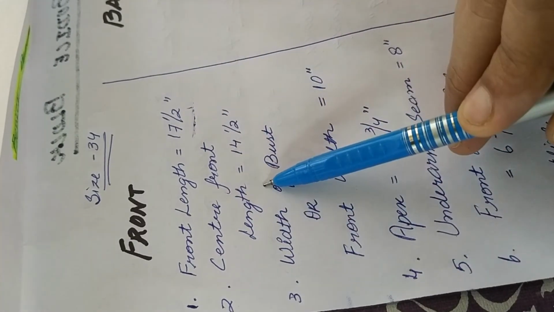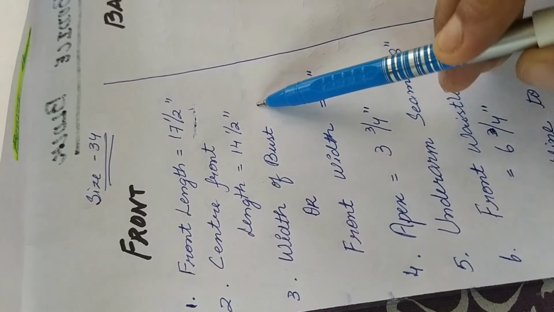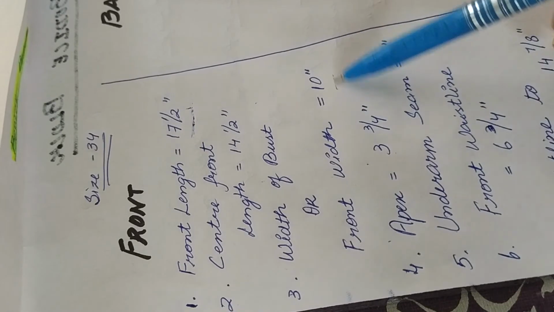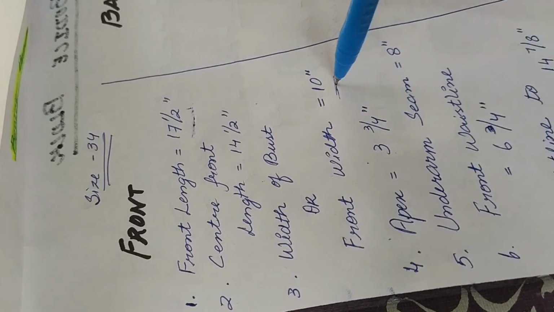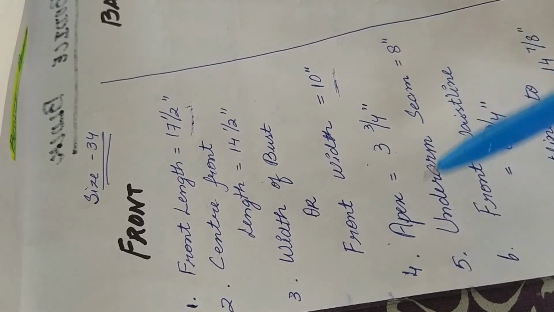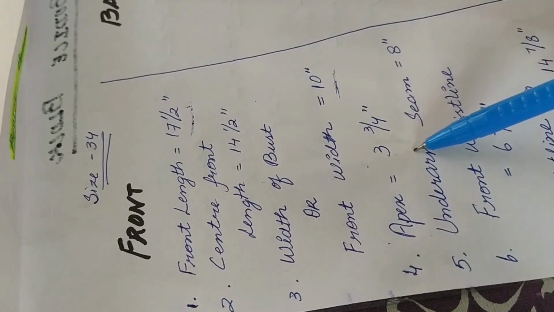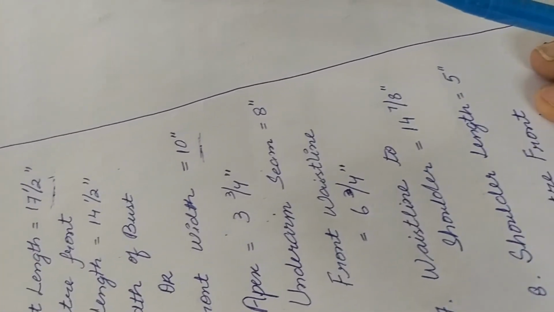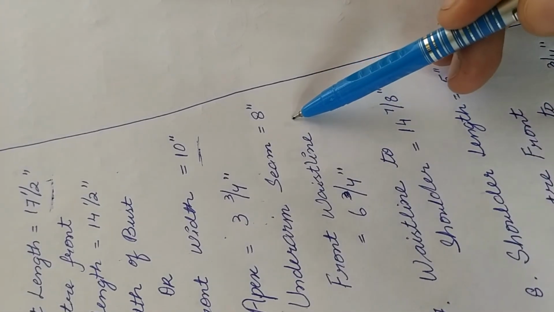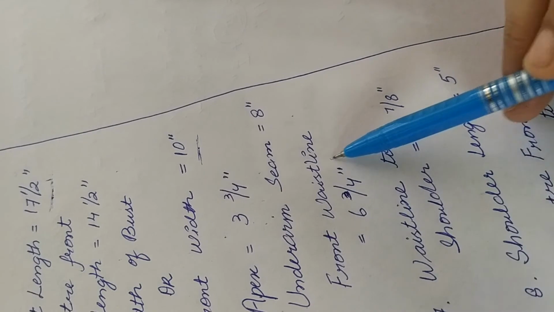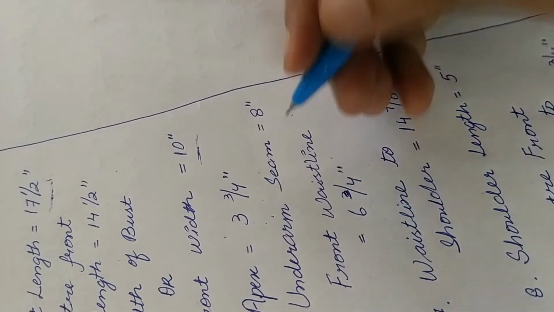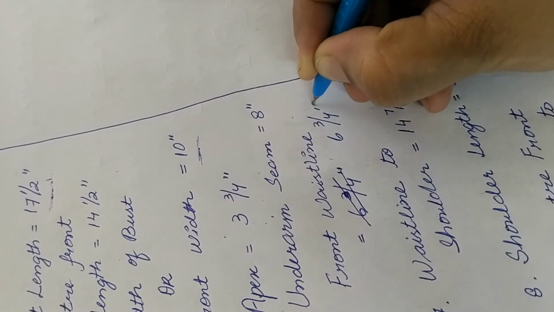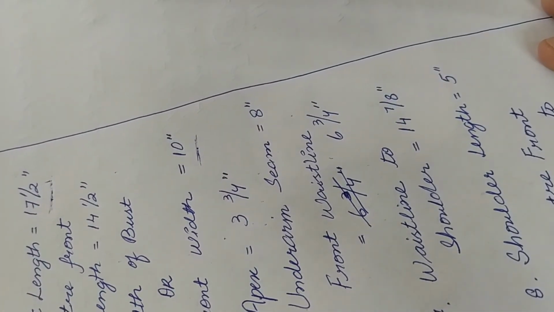Then is center front length, that is 14.5 inches. After this, we have the width of the bust or front width, the widest part of the front block, and this is 10 inches. Then we have apex measurement for front, that is 3 by 4 inches. Underarm seam measurement is 8 inches. Front waistline is 3 by 4. I'll write it again because this 3 is just merging in. So to make it more clear, yeah, this is 3 by 4 inches.